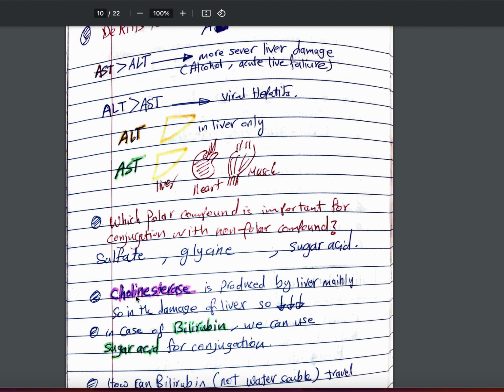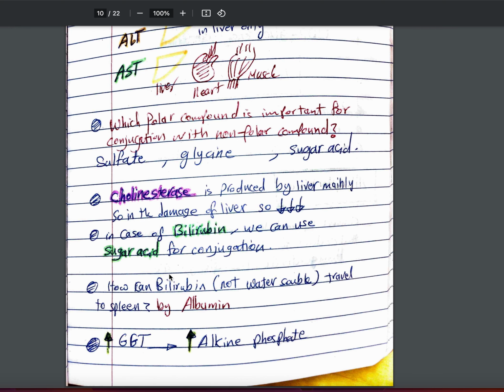In the case of bilirubin, we actually use sugar acid for conjugation because bilirubin is non-polar. We can use glycine, sulfate, or sugar acid, and sugar acid is the best for conjugation, but not always. Actually, yes, exactly, sugar acid. Albumin is important for transport, and it has no role in conjugation. My questions come so rapidly. How does bilirubin, which is not water soluble, travel to the spleen by albumin?